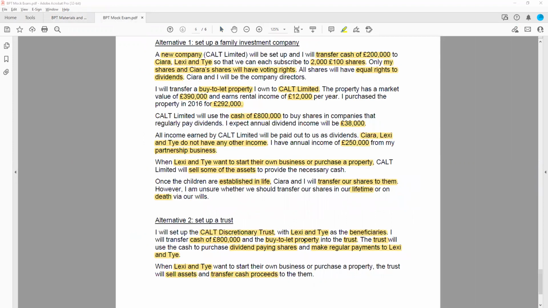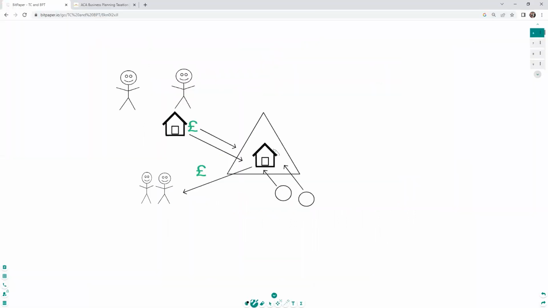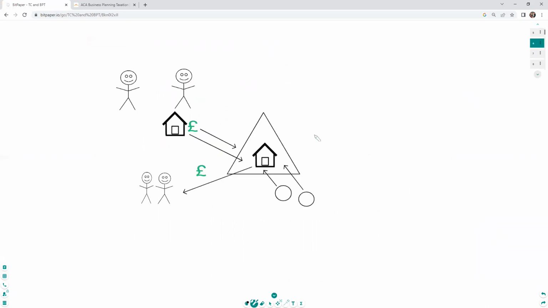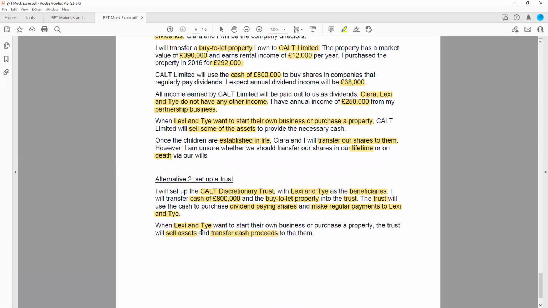So then that's how the trust would be taxed. So again, you can see quite different from the company, and they're paying tax at the additional rates on those dividends, whereas the company, the dividends were exempt. The rental income was taxed at the main rate for corporation tax, and here it's being taxed at the additional rates for income tax. And then we were told when they want to start their own business, the trust will sell the assets and transfer the cash proceeds to them.